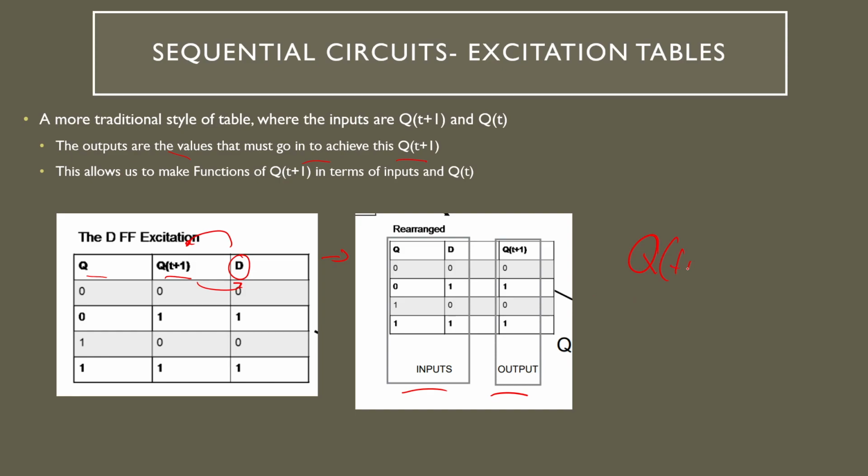Make Q of T plus 1 the output, make a K-map, and draw out your Q and D. However, this is much easier done by just looking at the truth table. As you notice, Q of T plus 1 is 1 wherever D is 1 and 0 wherever D is 0. So Q of T plus 1 is just D.